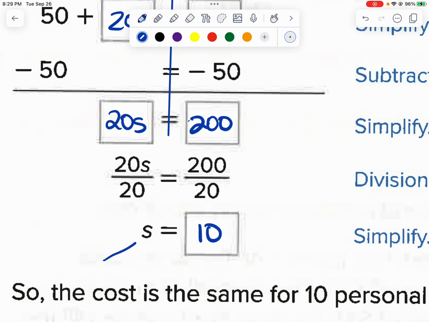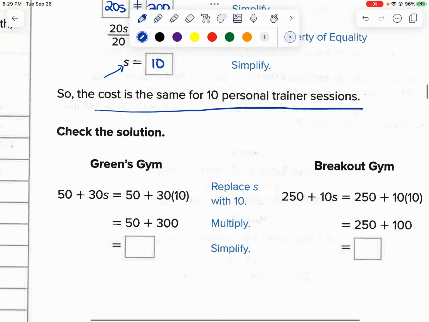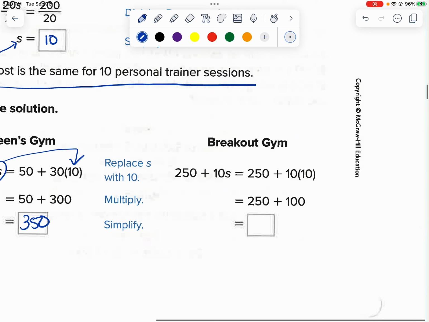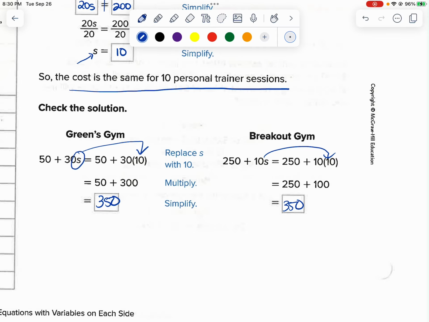What does that 10 stand for? Well, S stood for the number of sessions. So 10 means the cost is the same for 10 sessions with the personal trainer. Now, plug it back in and see if it works. I'm going to replace the S with 10. 30 times 10 is 300, so it would be $350 for 10 sessions. Over here, I replace the S with 10 and I get 350. Look at that. They both come out to the same amount at 10 sessions.